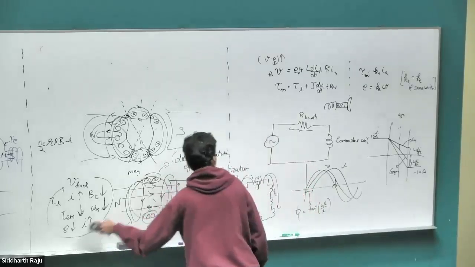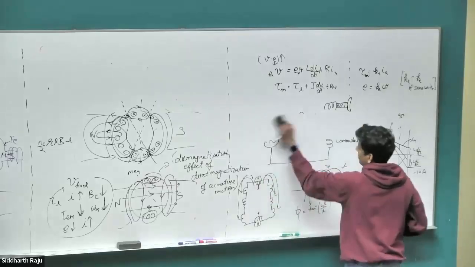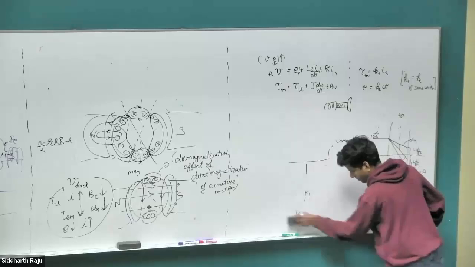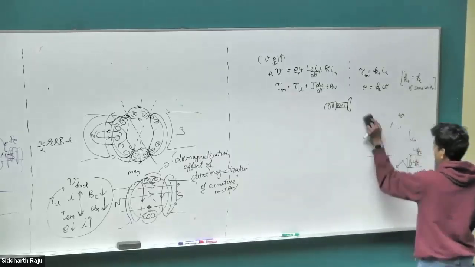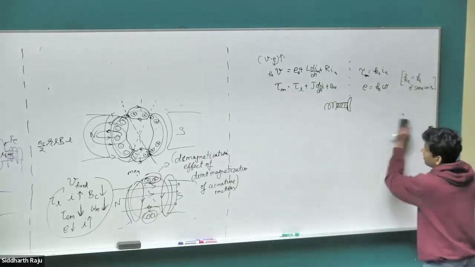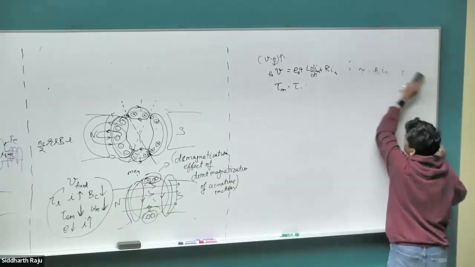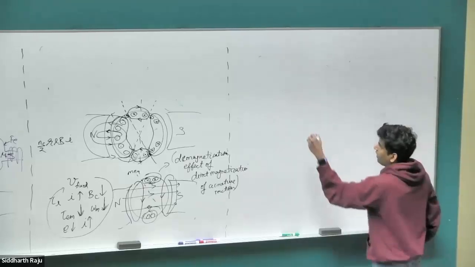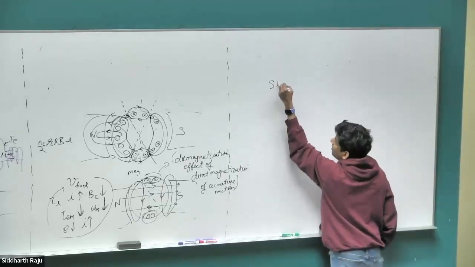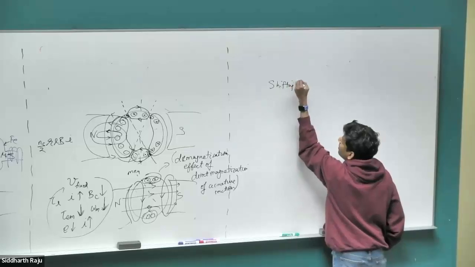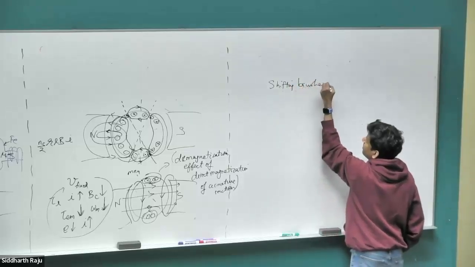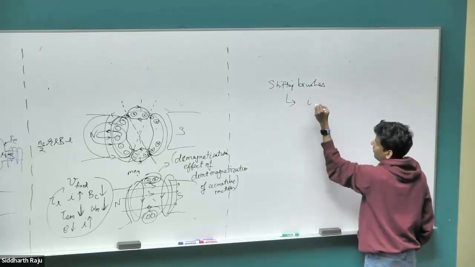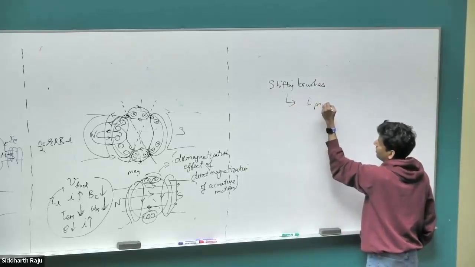Okay, so let's look at just one more compensation method, and with that we will be done. Okay, so we looked at shifting the brushes. Shifting the brushes works for one particular I.